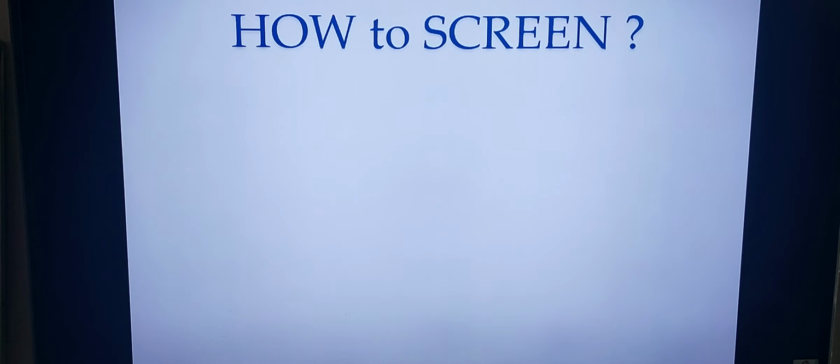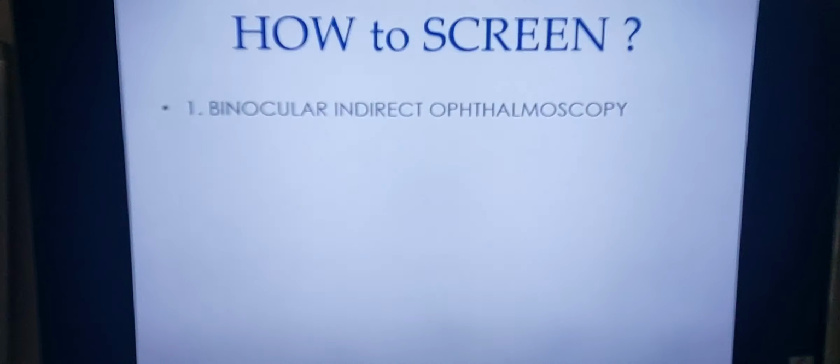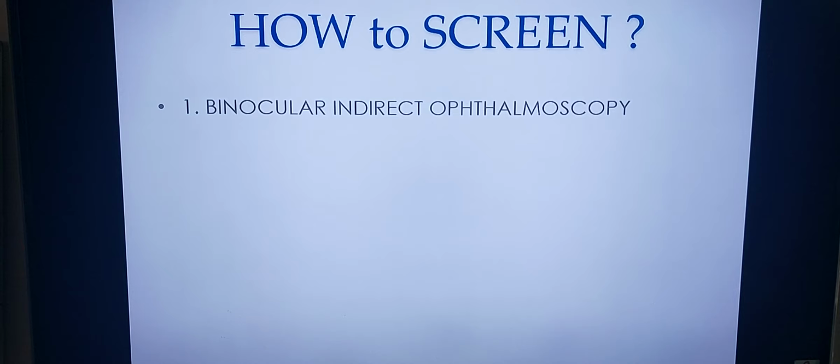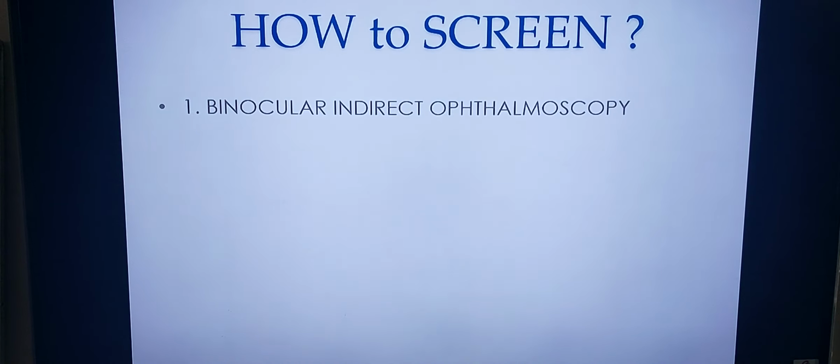Second question, how to screen? Now, my knowledge mostly comes from books because I myself have not been screening many patients. I'm sure people who are concerned with pediatric ophthalmology will have a better opinion on that.